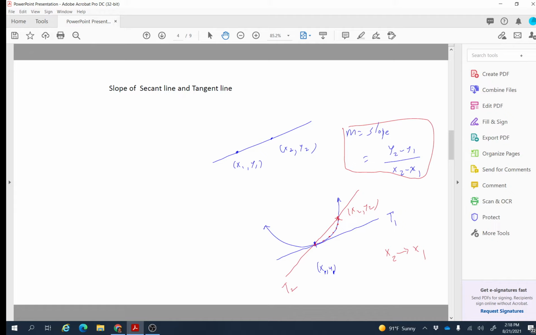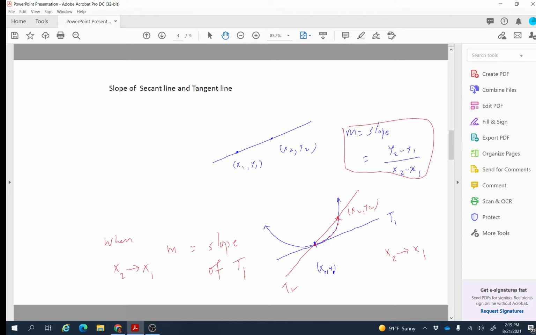So look here, when x2 gets very close to x1, this m, which is (y2 minus y1) over (x2 minus x1), represents the slope of this tangent line t1. When x2 approaches x1, when x2 is very close to x1, the slope of the secant line becomes the slope of the tangent line t1.